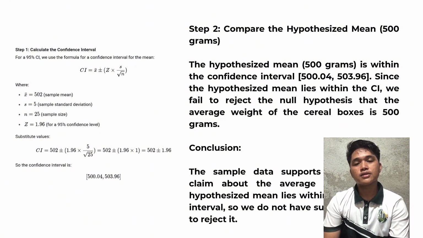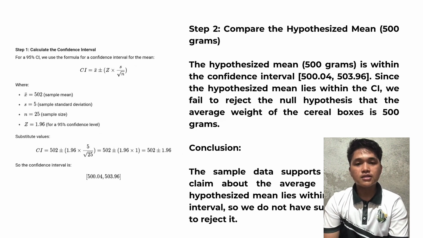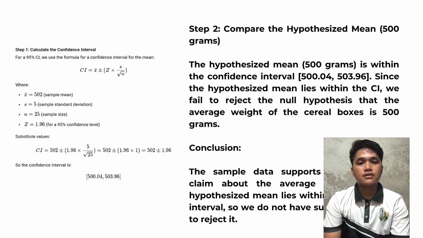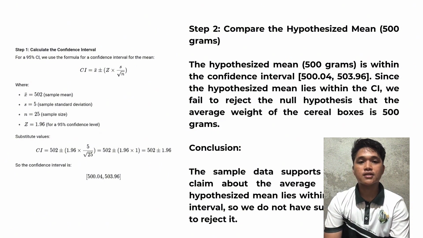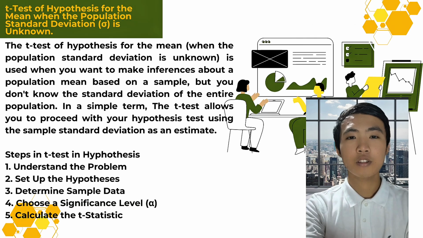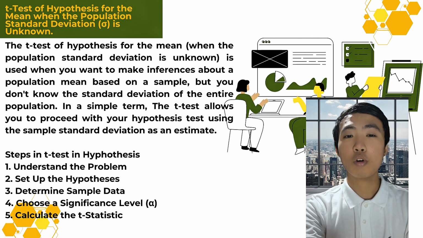Then, another example, if ang guess value ni Ziniel is 490 grams, so, we can say nga, dili siya acceptable kay naa siya sa gawas sa range or sa confidence interval which is 490 grams. Then, ang atong confidence interval is 495 to 505. So, that's all. So now let's talk about the t-test of hypothesis.